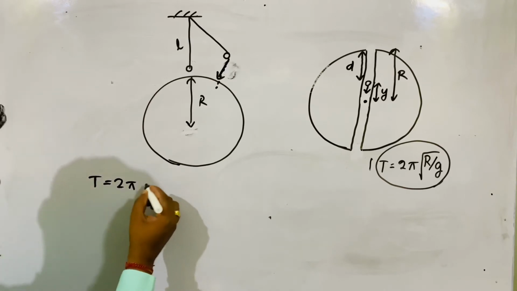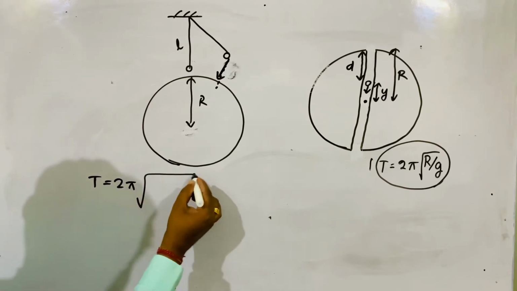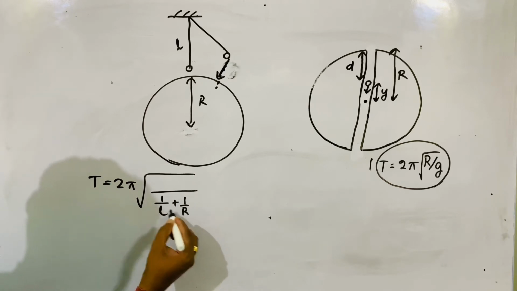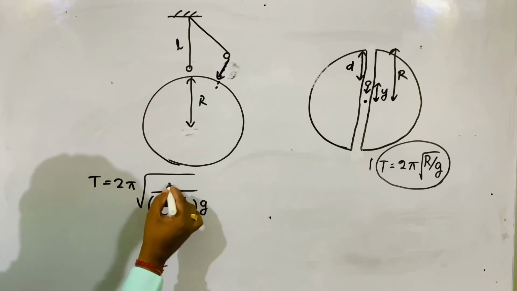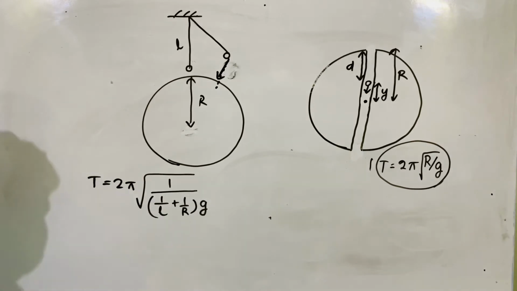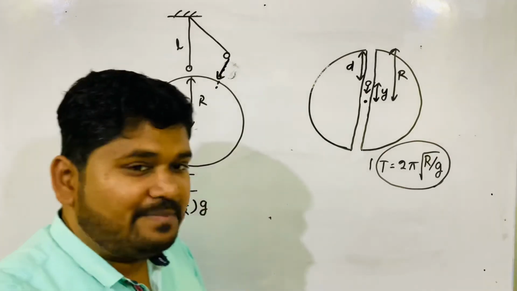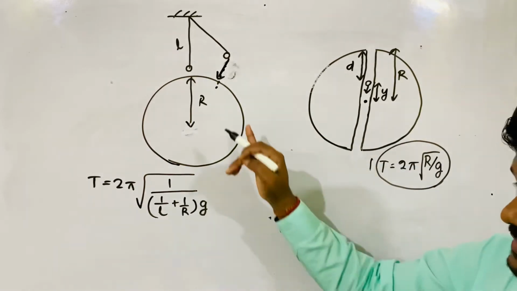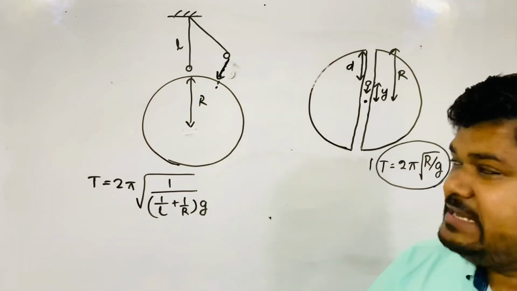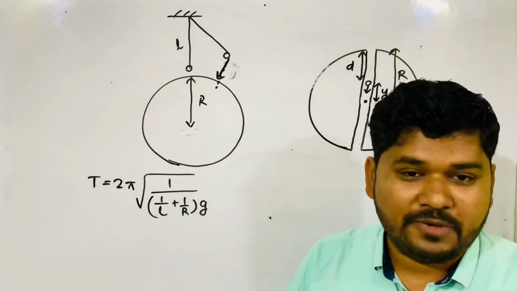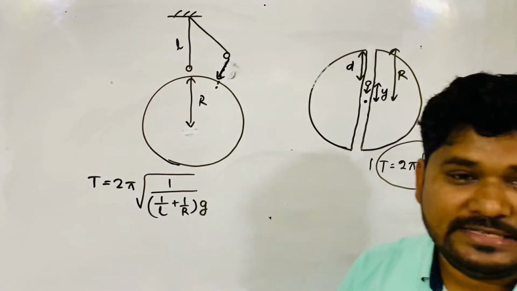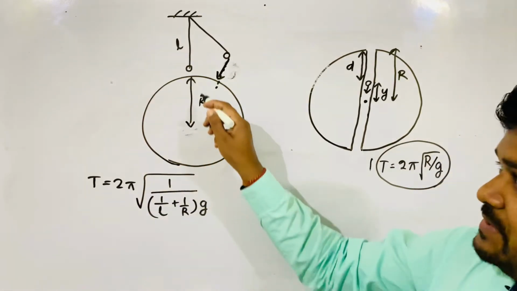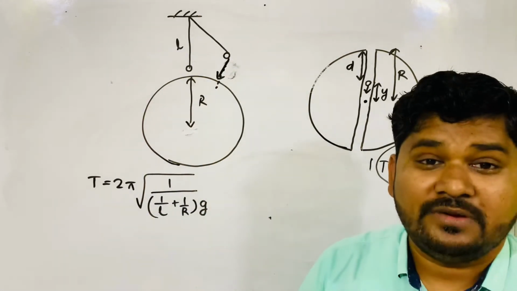I am writing the direct formula here. T is equal to 2 pi root under 1 by L plus 1 by R whole into G. This is the expression of the time period when the length of the pendulum is very large in comparison to its radius. A very simple derivation we can do, no problem. If you want, you can try this derivation also. Very simple. Okay, so this is the time period expression when the length of the pendulum is comparable to the radius of Earth.